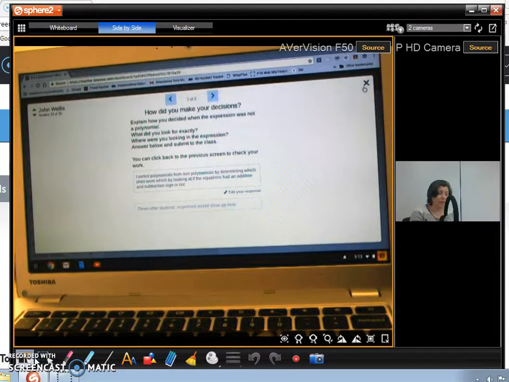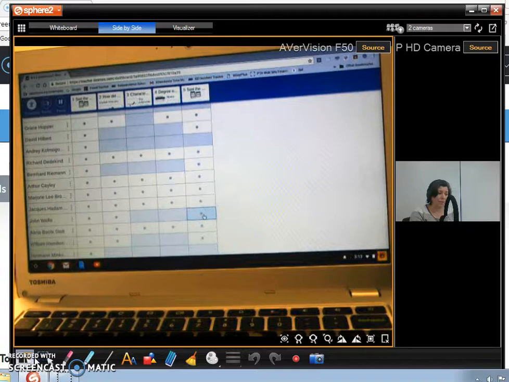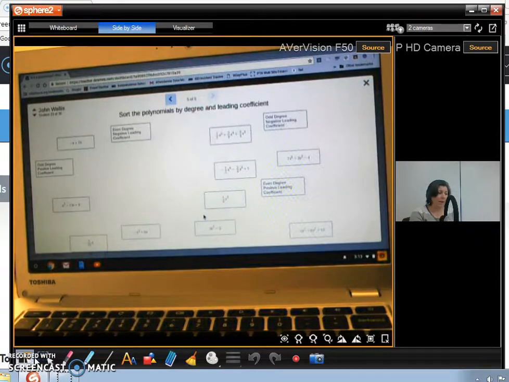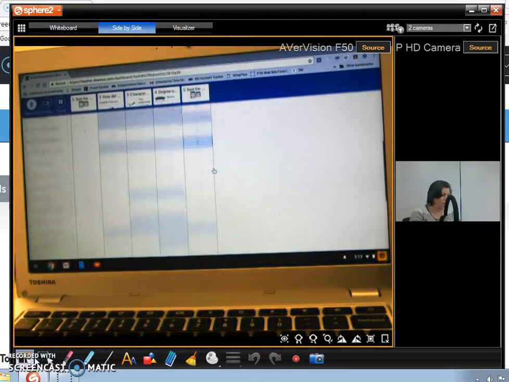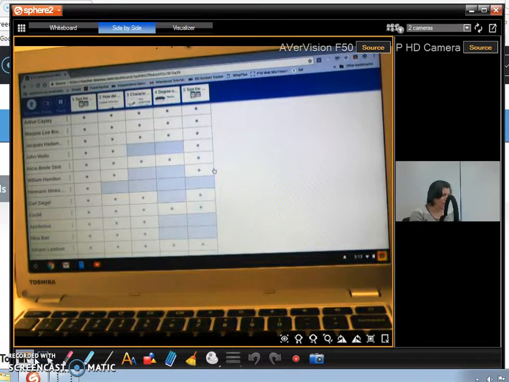Now they skipped the next two slides and went straight to sorting, but I can see here, I think they just clicked on it and looked at it and didn't really interact with it, which after looking at the first two slides is probably okay. Let me go find someone who did maybe a little bit more, but left some like this one.